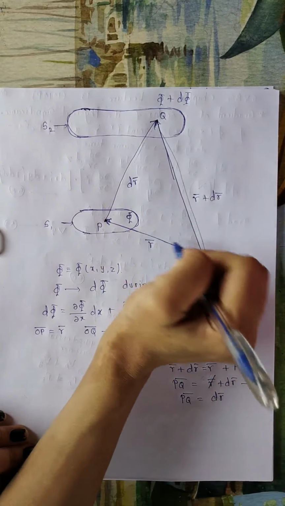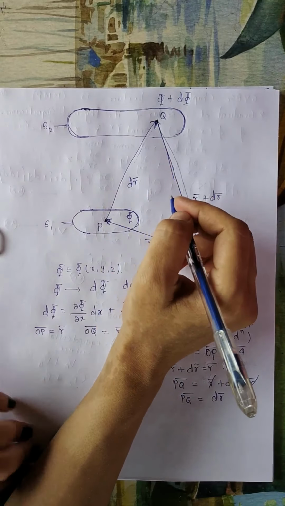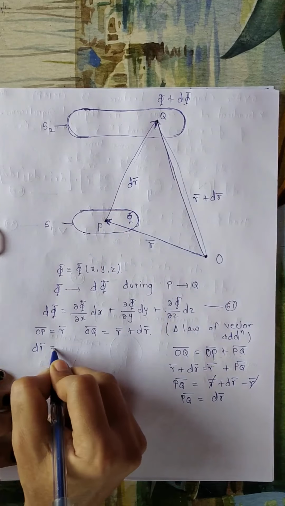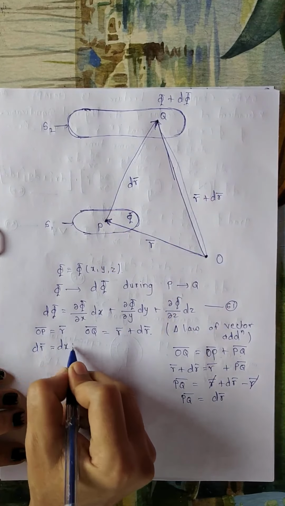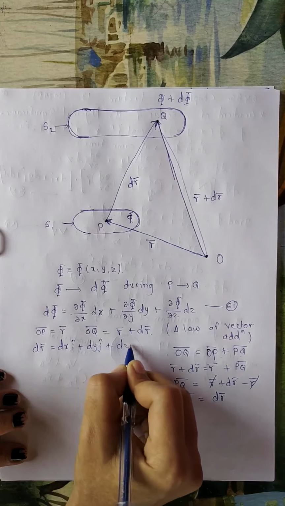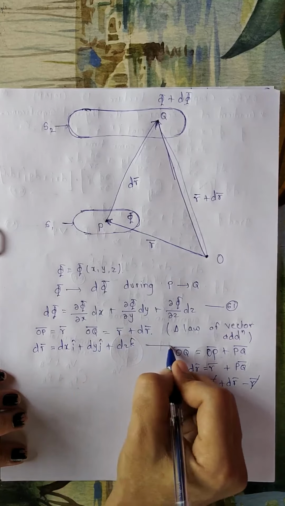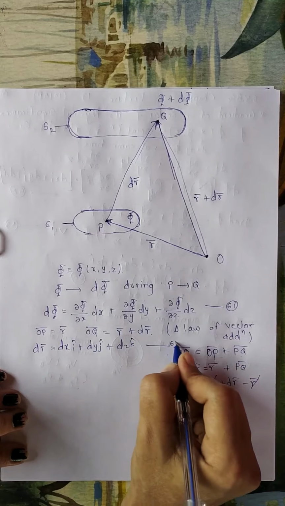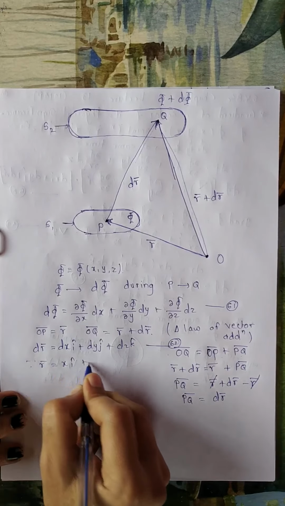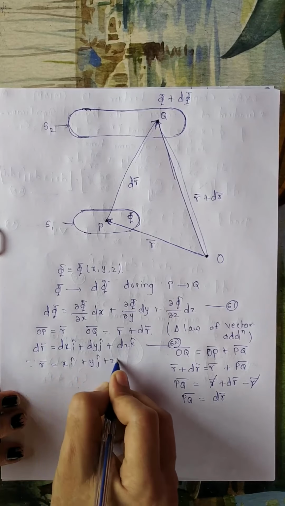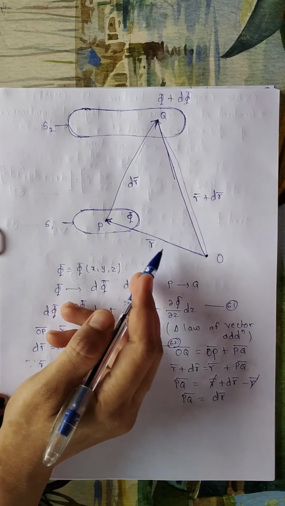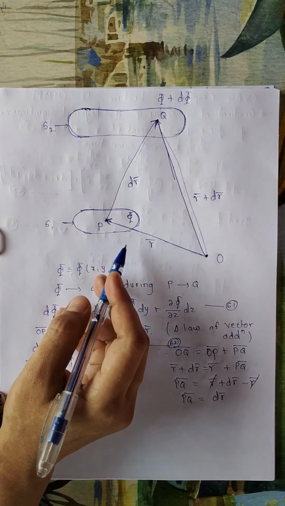So according to the triangle law, we have calculated this value, and this dr bar is nothing but, as we have already defined, dx i cap plus dy j cap plus dz k cap. Let's say this is equation 62, since what is our r bar? x i cap plus y j cap plus z k cap, which is the position vector of point P.